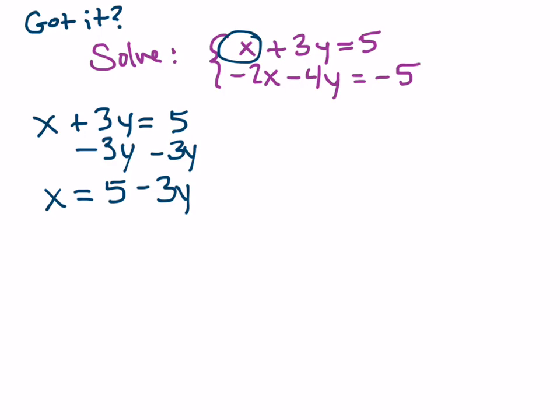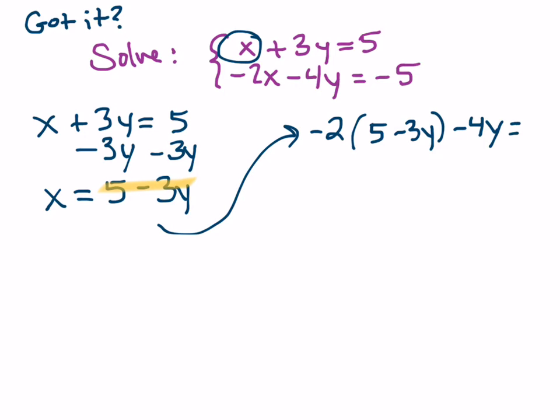Okay, and then I will substitute that into the second equation, the one that I didn't use yet. So I have this expression, the 5 minus 3y, that's the same thing as x. Alright, so instead of x, I'll put a parentheses and then write that in. Alright, so now this time we're solving for y. And let's distribute the negative 2.